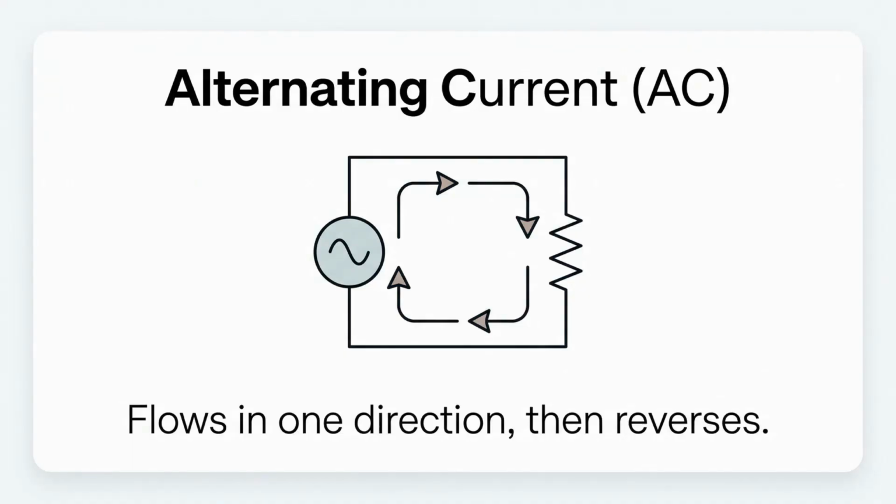Alternating current behaves quite differently. Instead of a steady one-way street, AC current flows in both directions. It moves in one direction for a moment, and then the power source reverses its polarity, causing the current to flow in the exact opposite direction. This constant back and forth is the hallmark of AC power.